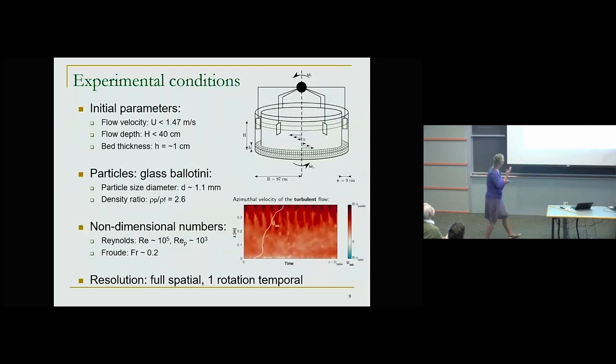A few experimental parameters. For most of the experiments we start initially with a constant bed thickness. We have typical flow velocities and depths which we can adjust. The particles we're using are glass ballotini because we want to focus on smoothness and size. We don't want to worry about shape or other variability. The typical non-dimensional numbers that we're looking at are a particle Reynolds number of 1,000 and a Froude number of 0.2. So we are below subcritical.